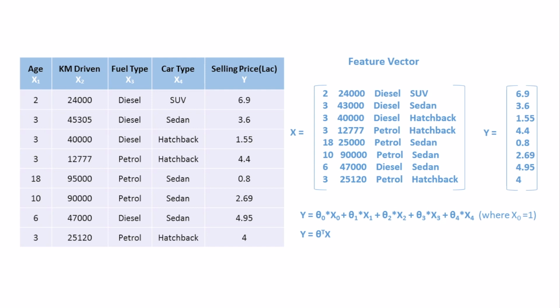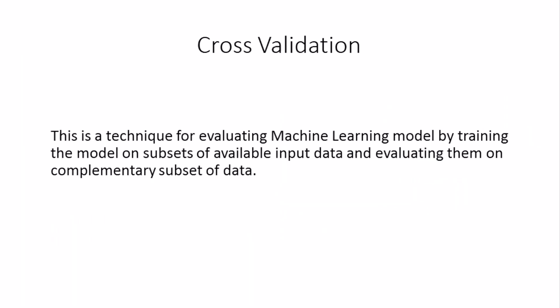But can we really say that this model would work accurately for real data it has never seen before? No, right? So what's the solution? We need some kind of evaluation mechanism to make sure that our model has got the right pattern. Through cross-validation technique, we can validate our model.